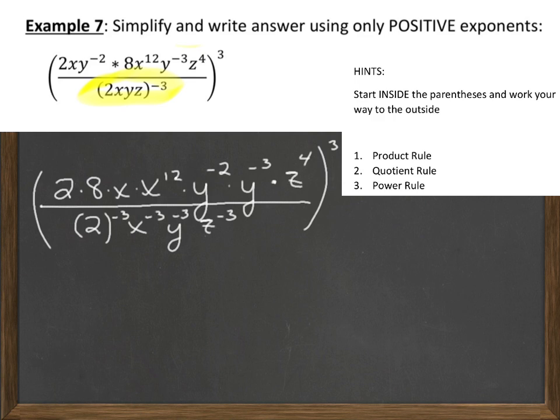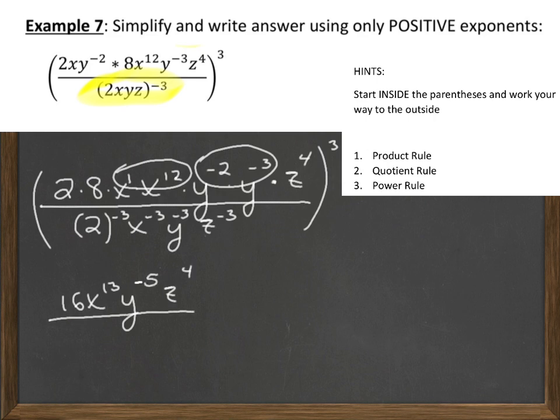So we have 2 times 8 is 16. Then remember this is the product rule. The product rule of exponents says to add them. 1 plus 12 is 13. Same thing with our y's. Negative 2 plus negative 3 is negative 5. Then we have z to the 4th, and then we're going to have 2 to the negative 3rd, x to the negative 3rd, y to the negative 3rd, z to the negative 3rd power, and all of this is still being raised to the 3rd power.